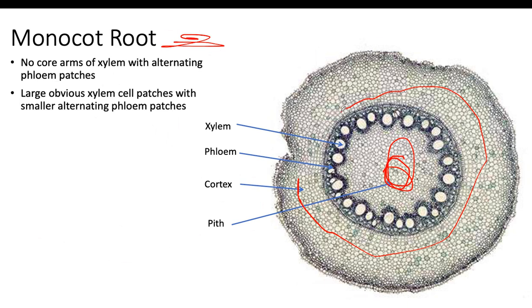Again, these are angiosperms. That means they have vasculature. So they have xylem, which is for water, and phloem for food. These big white things are the xylem, and in between is the phloem. So it's just xylem, phloem, xylem, phloem, xylem, phloem.